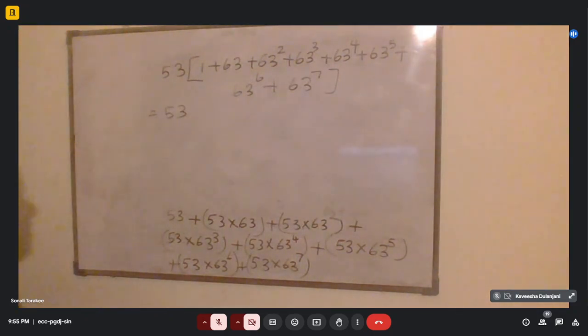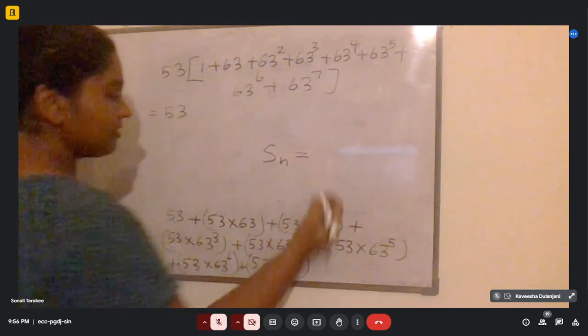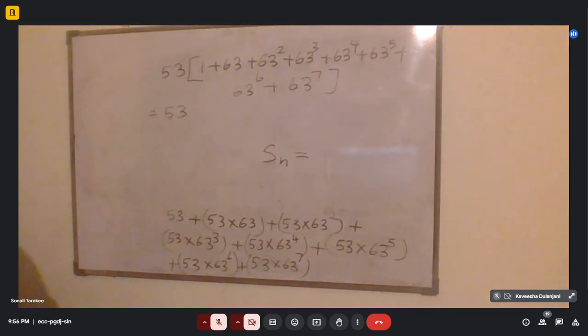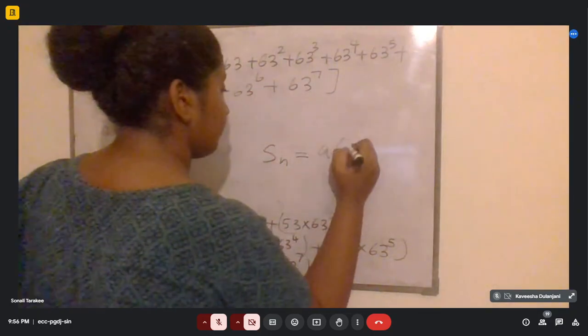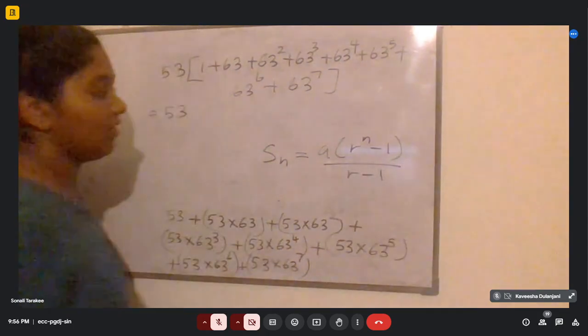Have you ever heard of geometric progression? So this is a geometric progression. If you know how to do a geometric progression sum, that means a into, what do you call it? Into, like this.